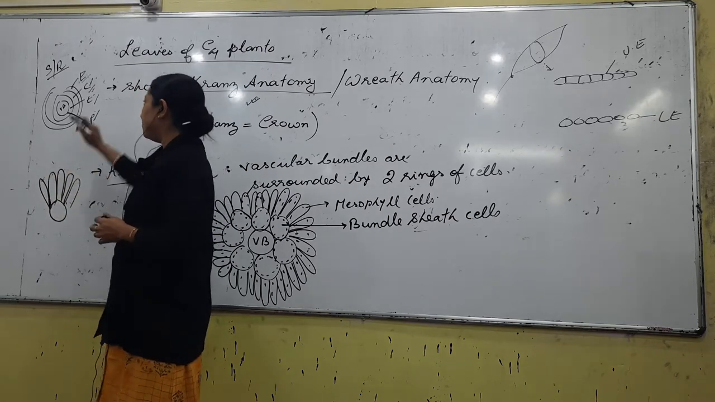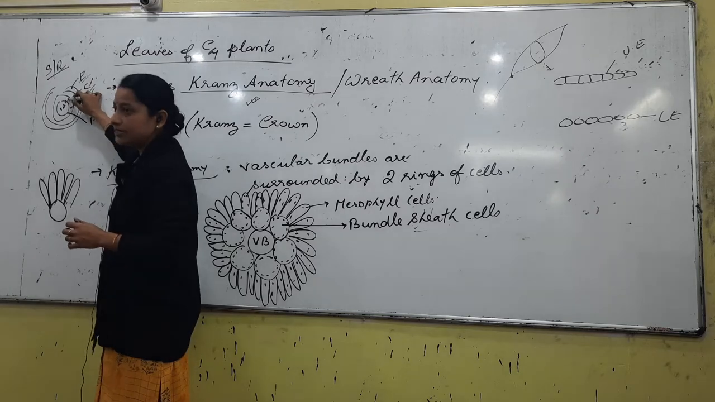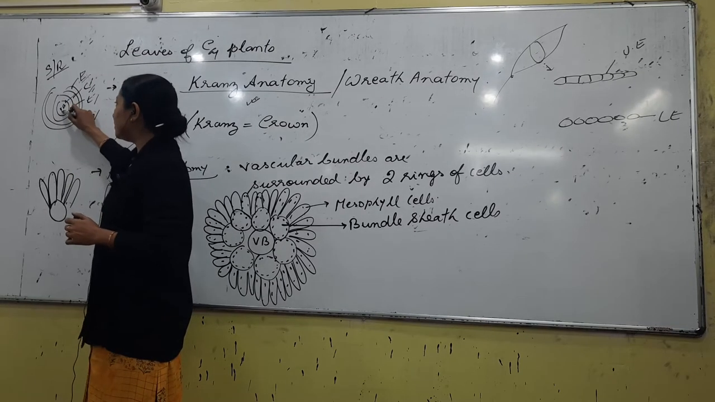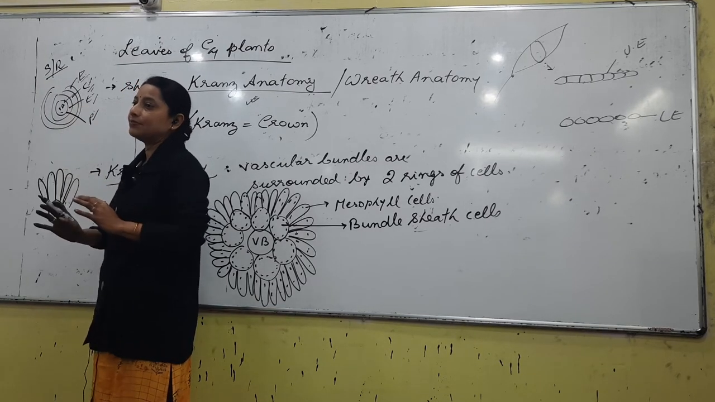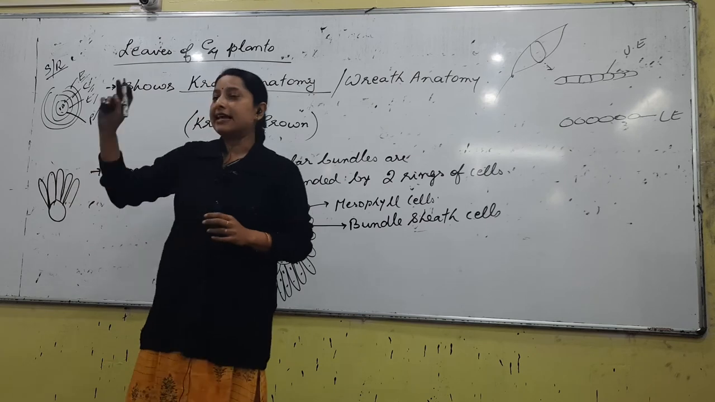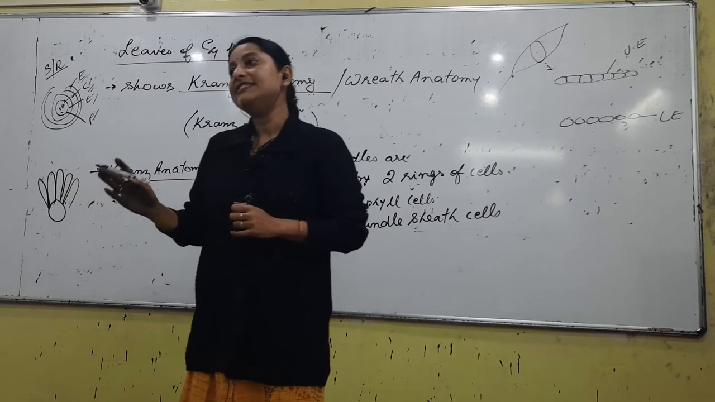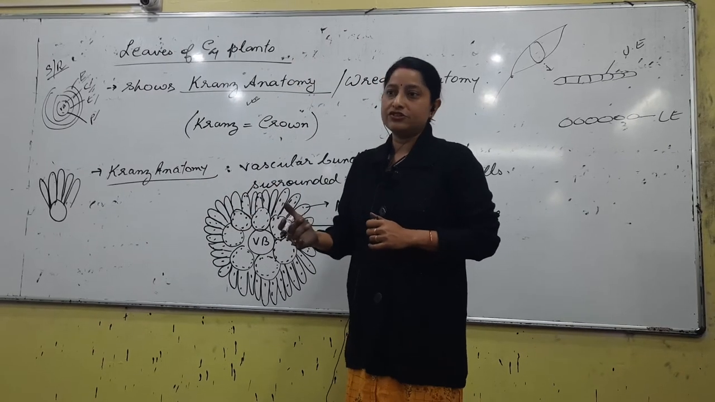Clear? So after the epidermis, the layers starting from the cortex onwards are called the ground tissue system. Our vascular bundles are entirely independent. Xylem and phloem will only form the vascular tissue system. So the tissues starting from the epidermis to the vascular bundles have been divided into three categories, that is epidermal tissue system, ground tissue system, and vascular tissue system.